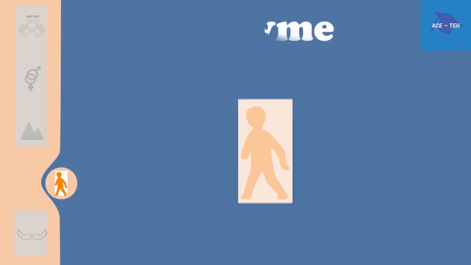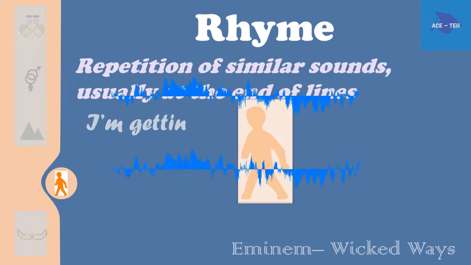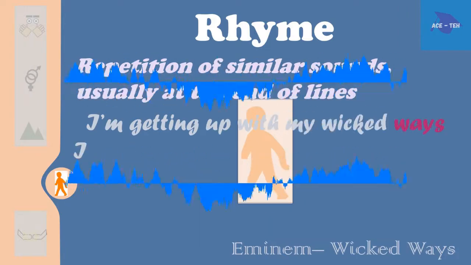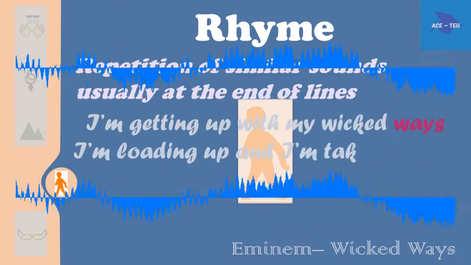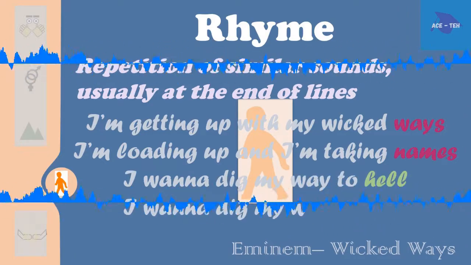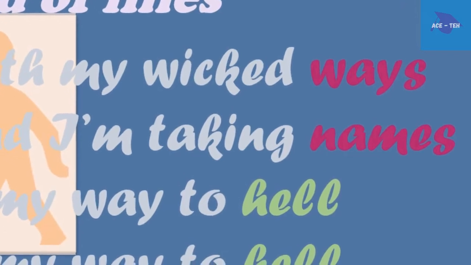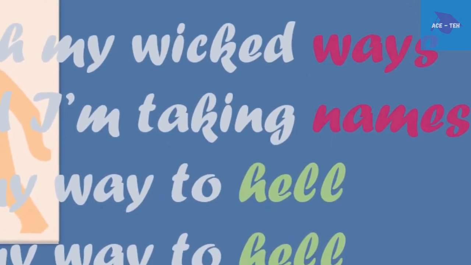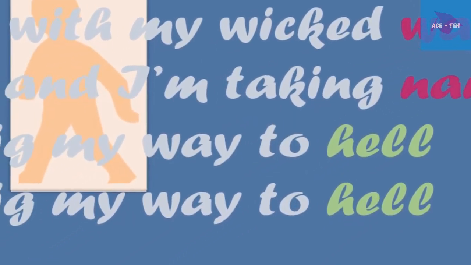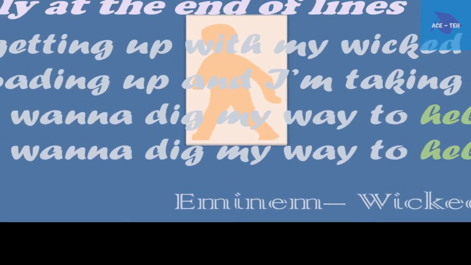We are moving on to rhyme. A rhyme is a repetition of similar sounds, usually at the end of lines in a poem. Ways and names. They sound similar, especially the last s sound. Hell and hell. We have a repetition of the same words and create the same sounds.